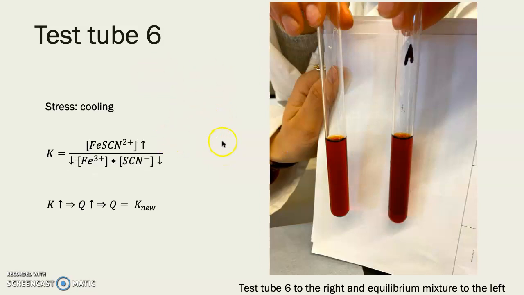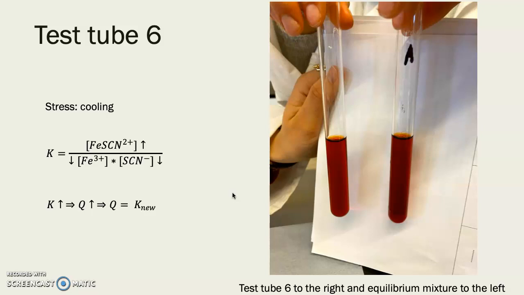So test tube 6, cooling down the solution makes a decrease in the rate of reaction, because K changes depending on the temperature, and in this case K has increased, so therefore Q increases as well, and Q is equal to a new K, so a new equilibrium is established. And according to Le Chatelier's principle, by adding cold, it wants to reduce the change and therefore use the cold, and it could use cold by making an exothermic reaction.